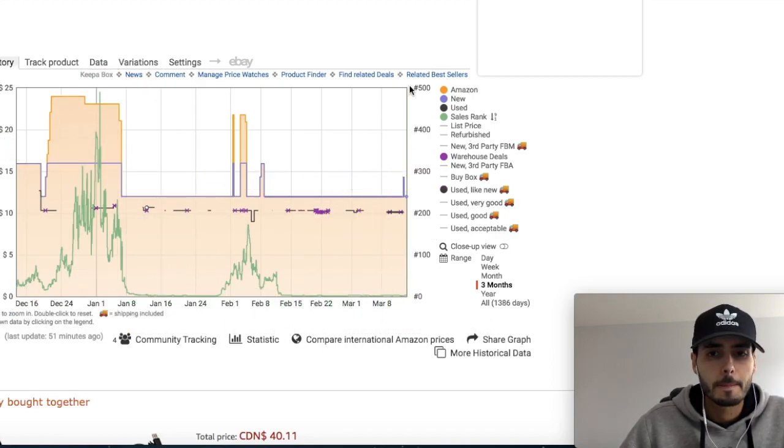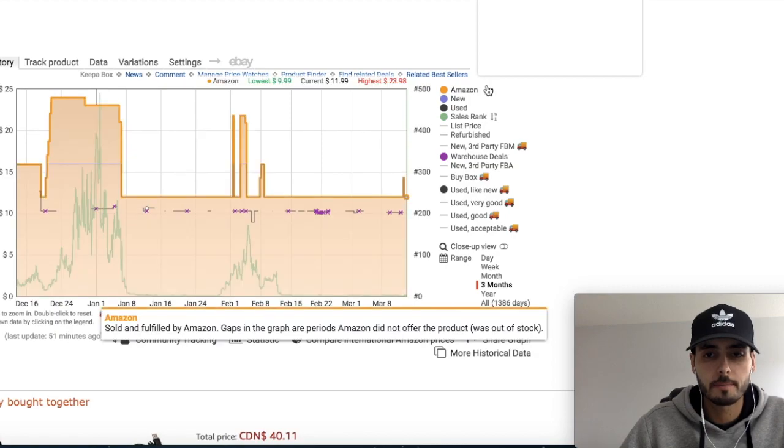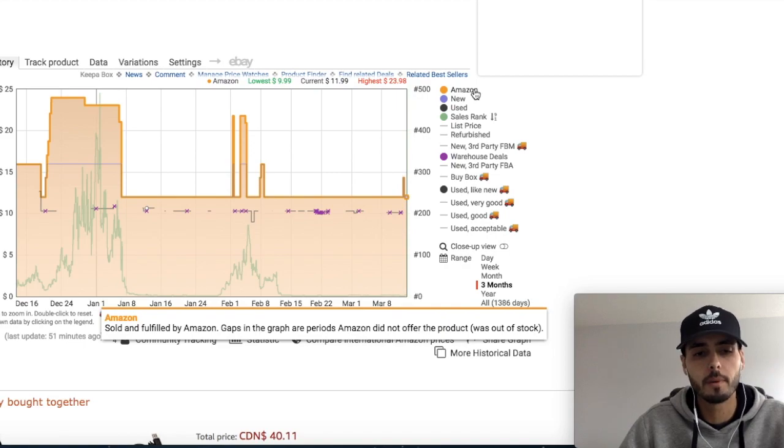Now, another thing I'm going to show you guys is over here, this area, which is giving you data on who has sold the product. So if I hover over Amazon, it highlights an orange bar. See this? It highlights the orange bar over the graph. And what this means, it says down here in the little pop-up, sold and fulfilled by Amazon. If there are any gaps in that line, it means that was a period of time that Amazon did not sell the product, which means they were out of stock.